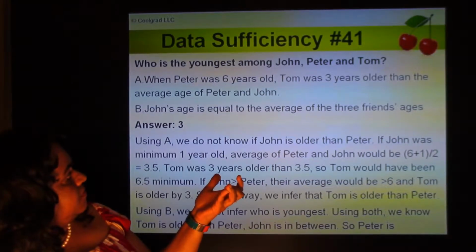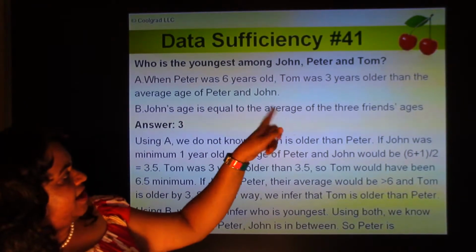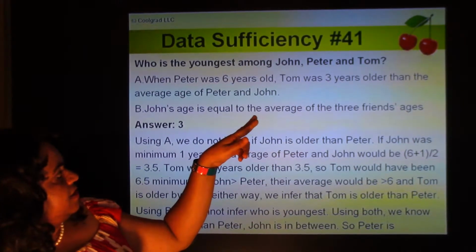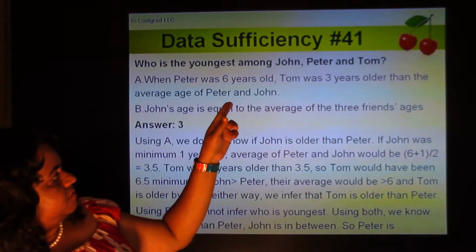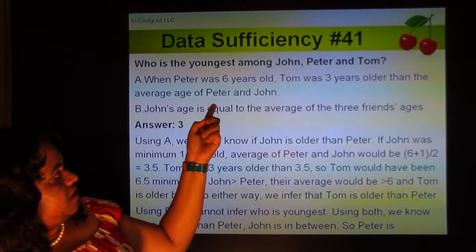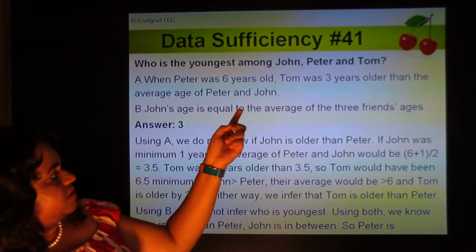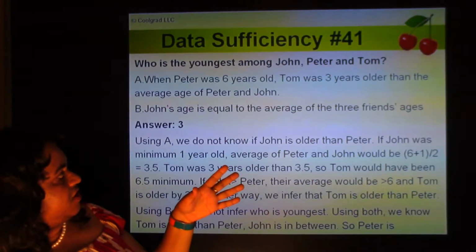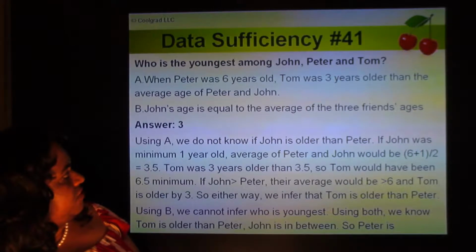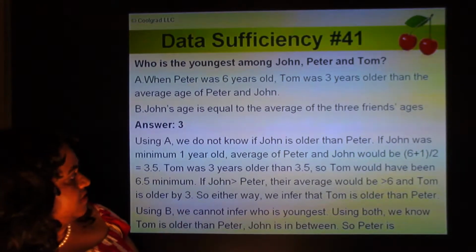and when you're calculating the average age of Peter and John, substitute John's age as the average of the 3 friends' ages, and then you take the average of that. When you find that particular value, it will be in terms of Peter's age, and using that you can say Tom is still older than Peter, and using that particular equation we can determine that Peter will be the youngest.